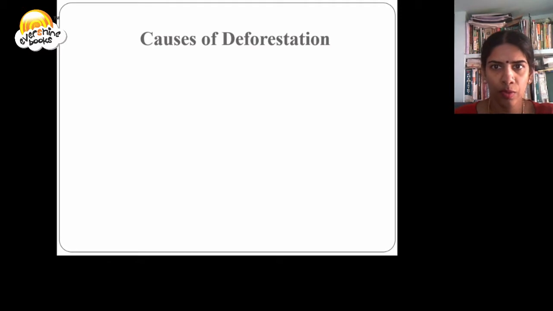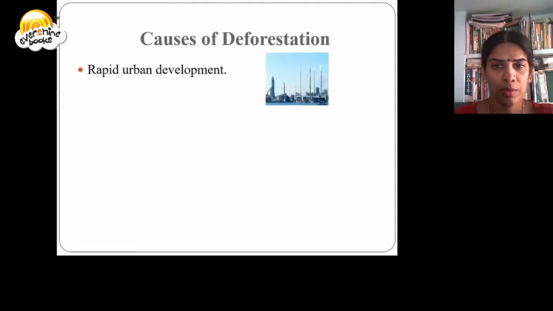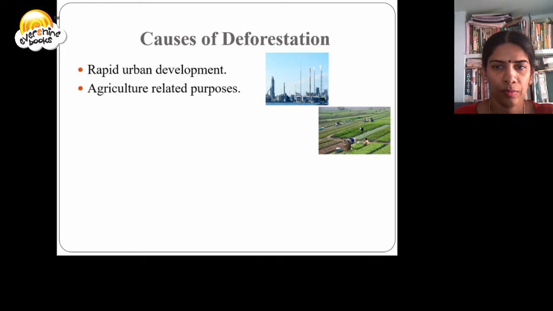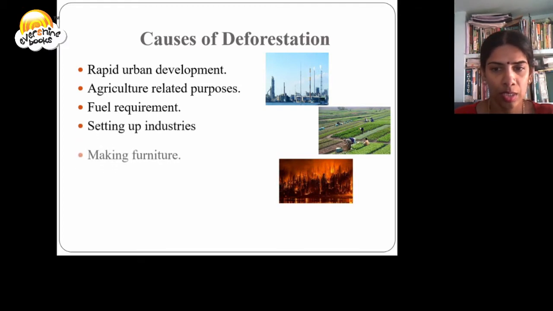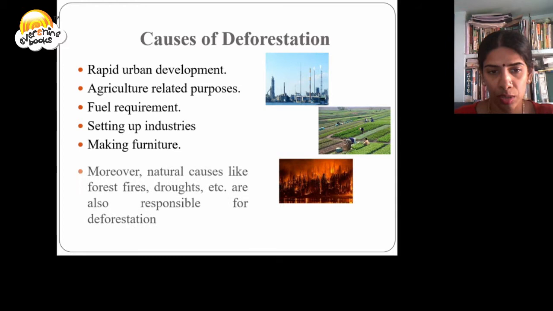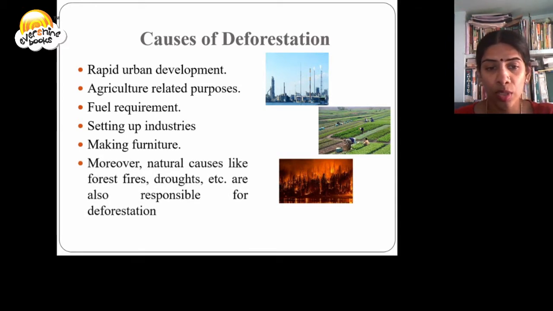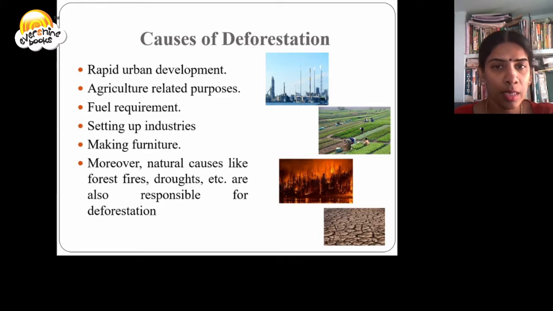What are the causes of deforestation? Rapid urban development, agriculture related purposes, fuel requirement, setting up industries, making furniture, moreover natural causes like forest fires, droughts, etc. All these cause deforestation.